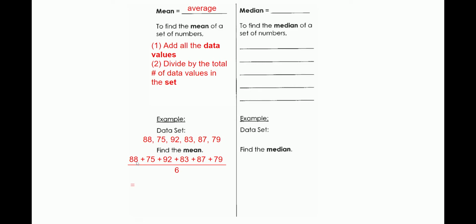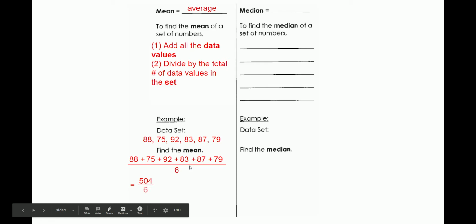So once we add all those up, we get 504. You still need to divide by 6. And when you divide that by 6, 504 divided by 6, you get 84. So the mean, or the average, is 84. Let's look at the median next.